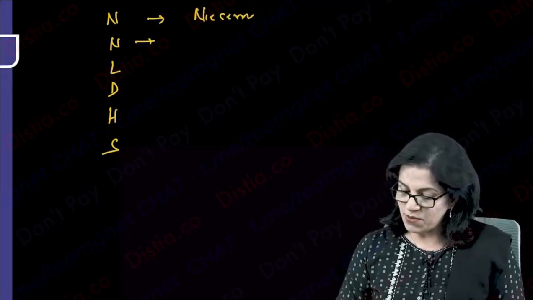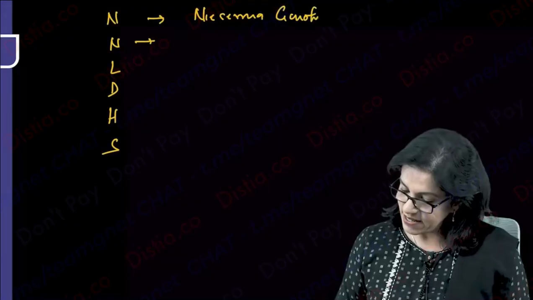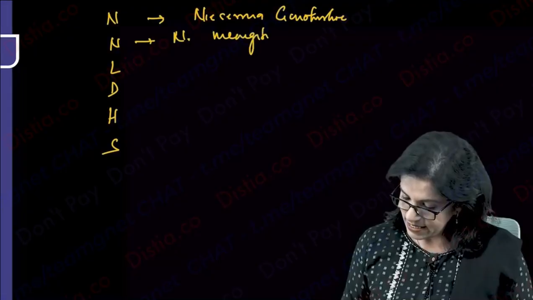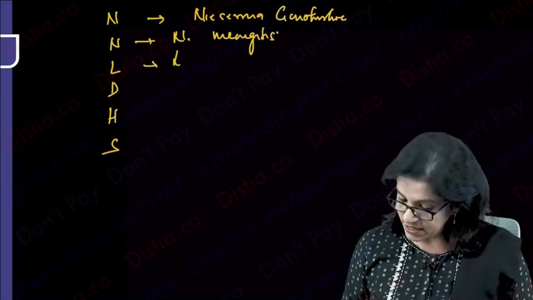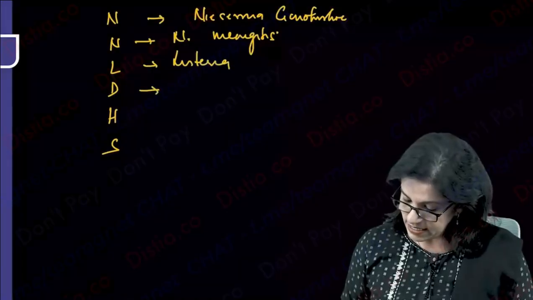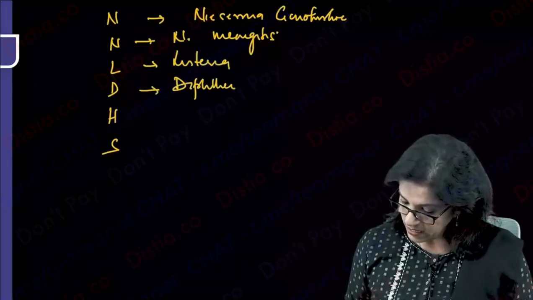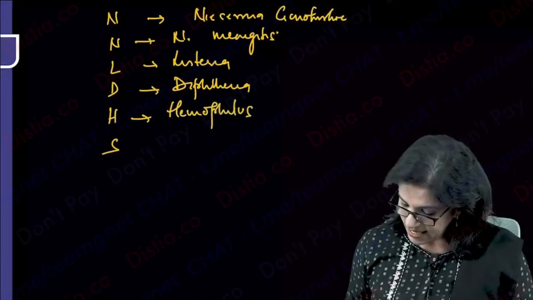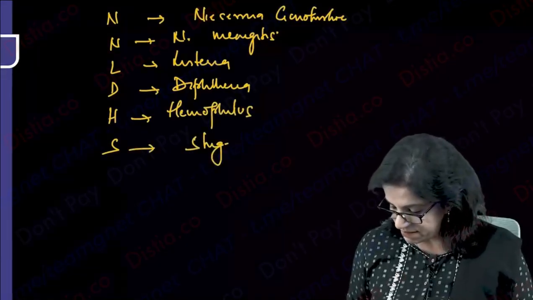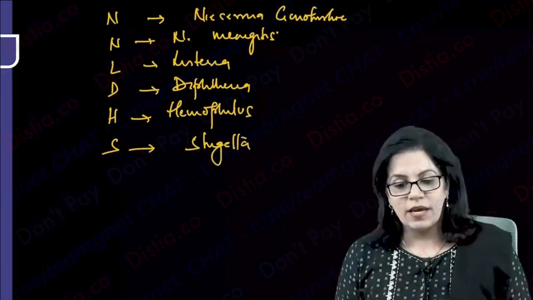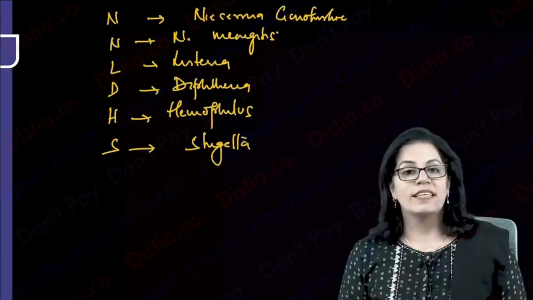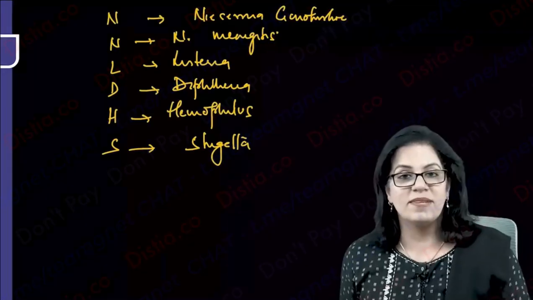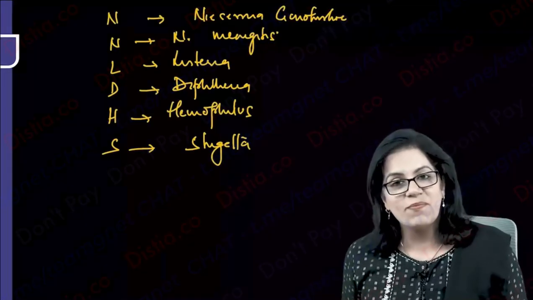So Neisseria gonorrhea and Neisseria meningitis. L stands for Listeria. Then D is diphtheria. H is Haemophilus. S we will learn as Shigella. S is Shigella. Okay, easy to learn now. So these are the organisms which can penetrate intact epithelium, and it is asked in your exam. Please learn it.